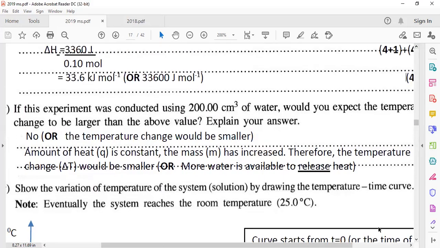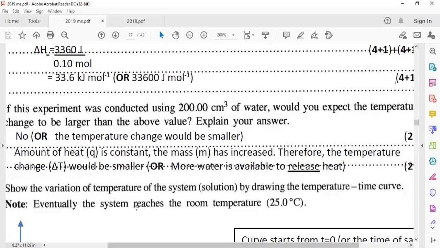Okay. Now the question is: show the variation of the temperature of the system solution by drawing the temperature time curve. Note, eventually the system reaches the room temperature, 25 degrees Celsius. So now we'll stop share.